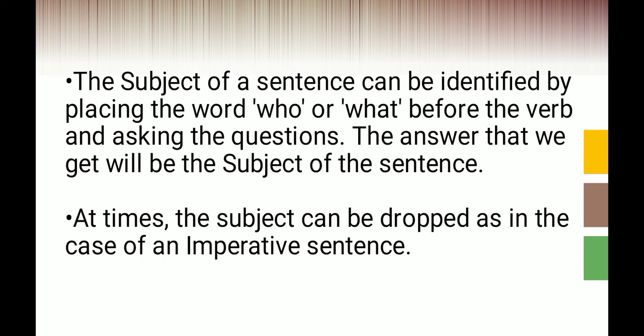Next, at times the subject can be dropped, as in the case of an imperative sentence. Suppose an imperative sentence is stand up. Here the subject is dropped. If you are asked to divide subject and predicate, then you have to write that the subject is you and stand up, or whatever the sentence is, is the predicate. Okay, this is in the case of an imperative sentence only.